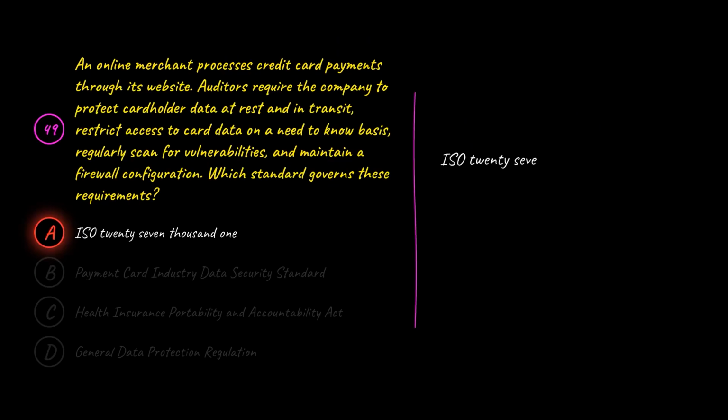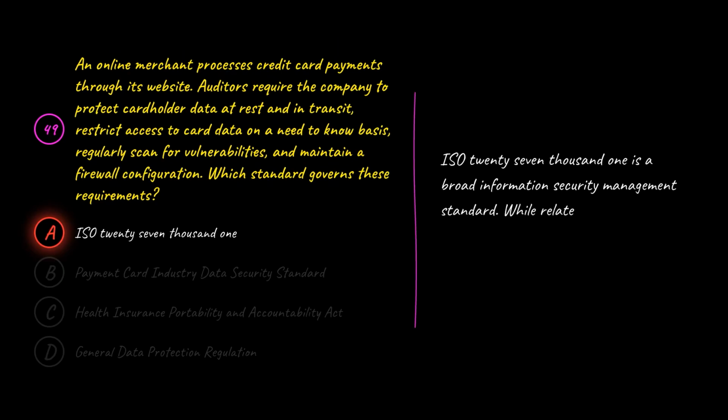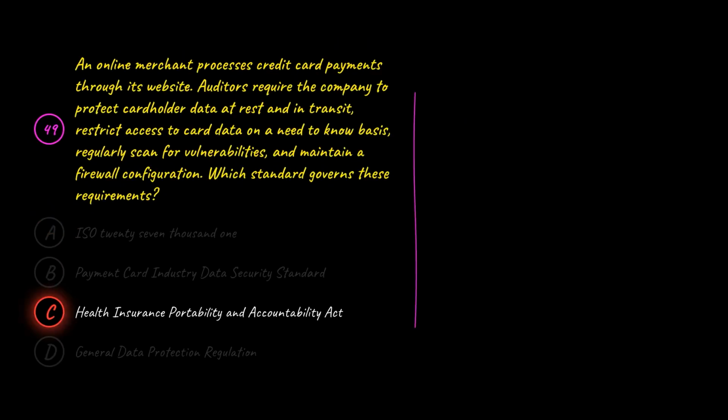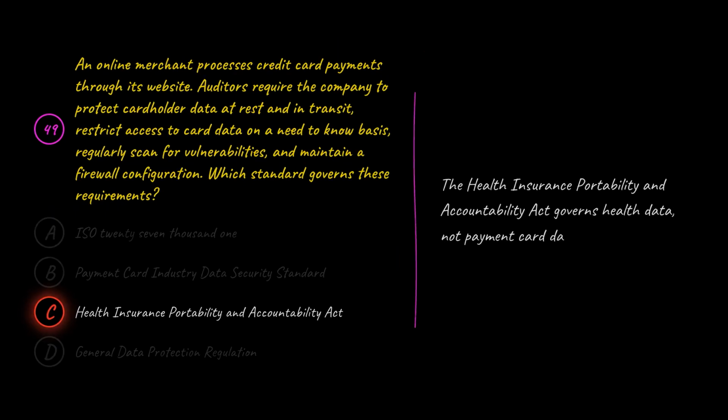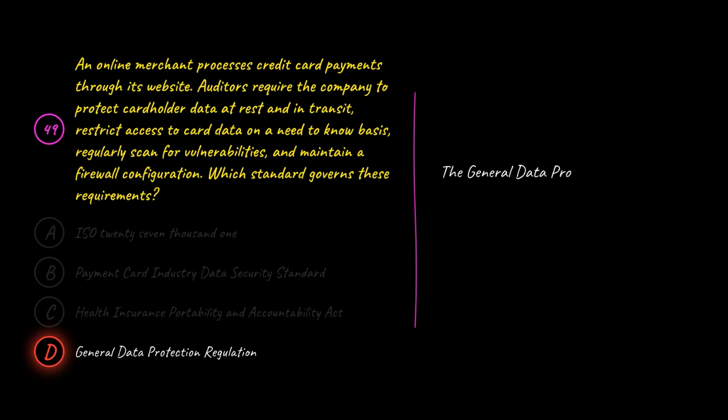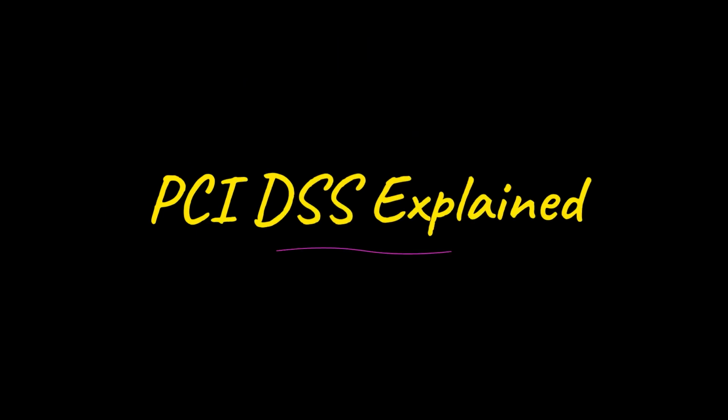A is wrong because ISO 27001 is a broad information security management standard. While related, it does not include the specific cardholder data clauses described. C is wrong because the Health Insurance Portability and Accountability Act governs health data, not payment card data. D is wrong because the General Data Protection Regulation governs personal data of European Union residents and does not contain card-specific clauses. PCI DSS is the contractual security standard created by the major card brands to protect cardholder data.